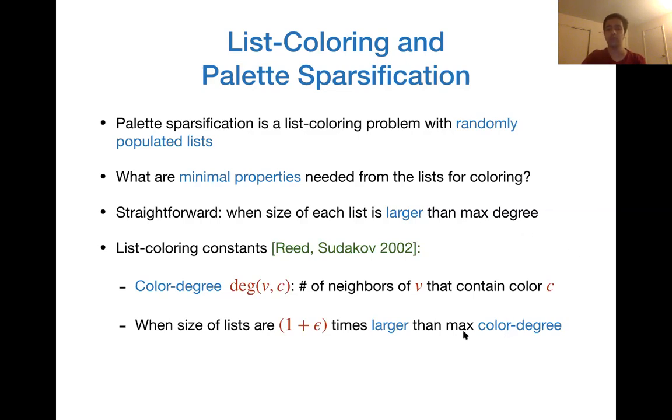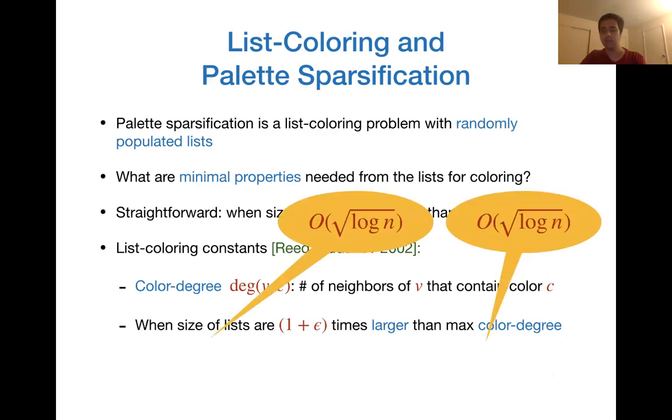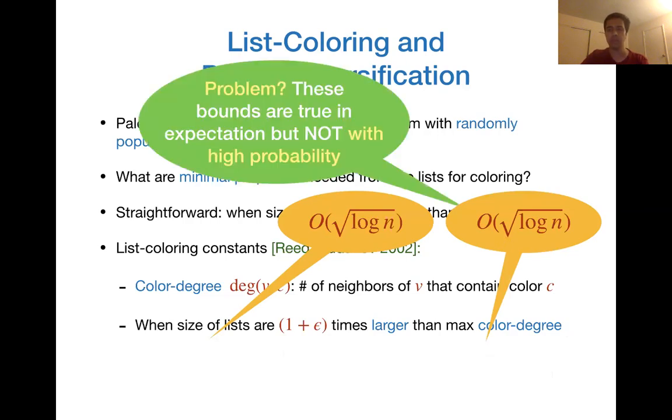And now the question is: does palette sparsification satisfy such a guarantee? At first, the situation is much better. The reason is that now the size of each list is a square root log n, and the color degree is also roughly around a square root log n. So that's good. The catch is that these bounds are only true in expectation, and they do not hold with high probability, simply because the number of colors we are sampling is not large enough. So still the lists do not satisfy this property, but we are in a much better situation.